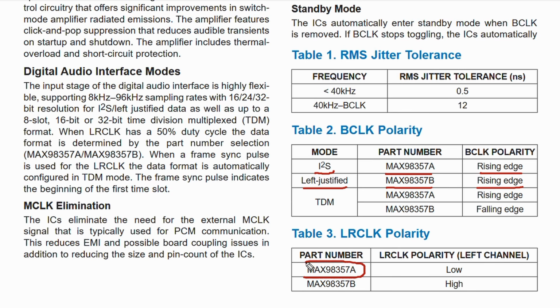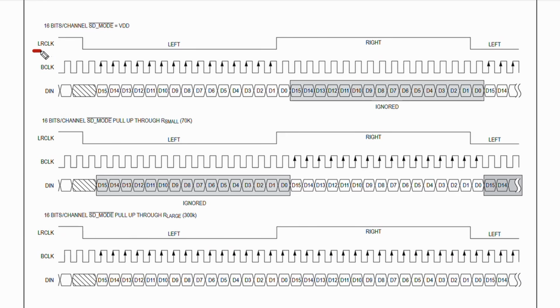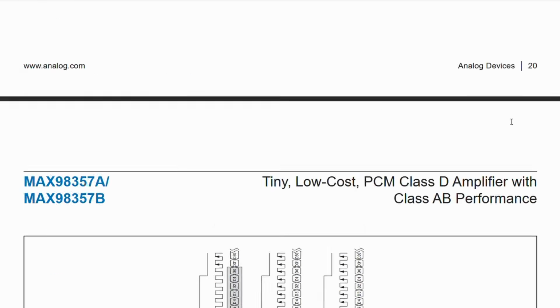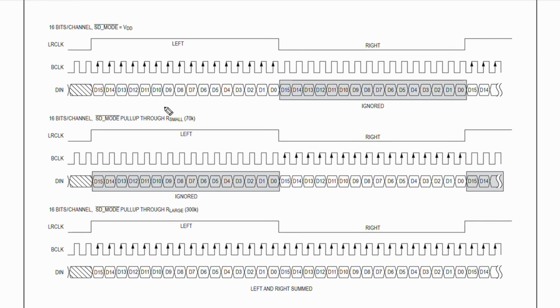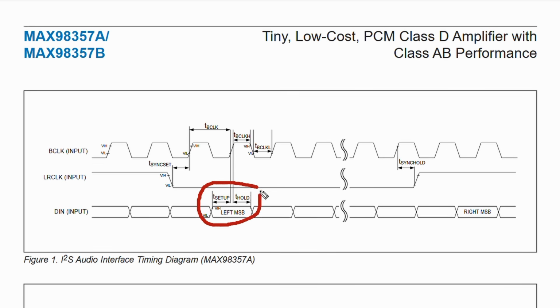Another key difference is the polarity of the LRCLK clock. For MAX98357A, a low level corresponds to the left channel and a high level corresponds to the right channel. For B, this is reversed. A high level indicates left channel and a low level indicates the right channel. So when configuring your I2S peripheral, it's important to match both the data alignment and LRCLK polarity based on the specific part you are using. The data bit setup and hold time is the same as well.